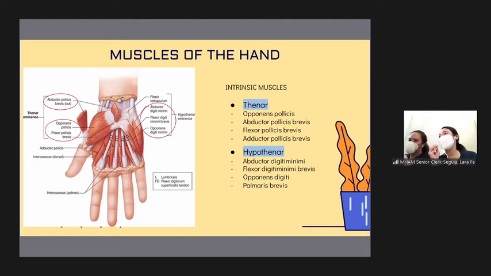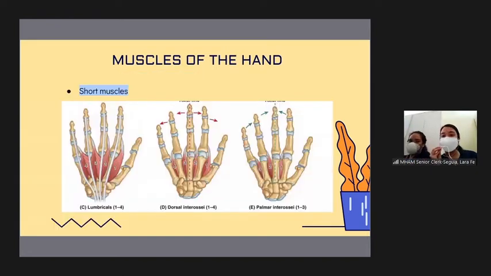Next slide, please. Then for the short muscles, it is composed of your lumbricals. Its action is it flexes the metacarpophalangeal joints and extends the interphalangeal joints of the second to fifth digits, and it is innervated by the median nerve.